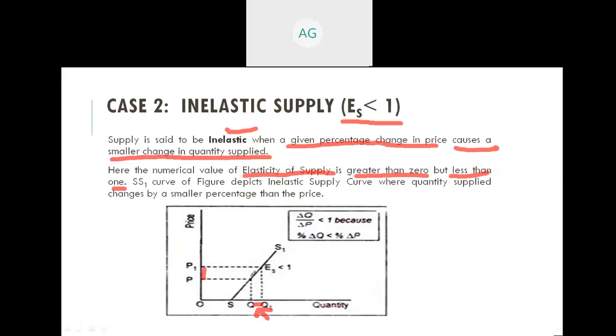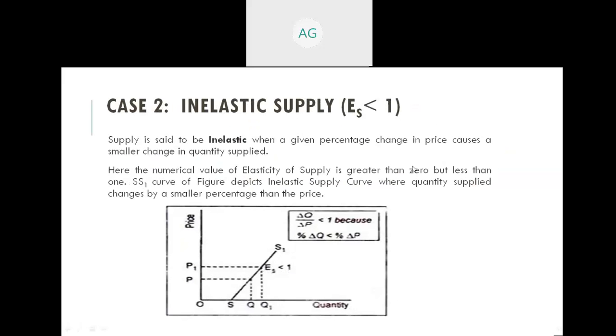For this SS1 curve, the elasticity of supply is less than 1, where the quantity supplied changes by a smaller percentage than the price. This can also be written as del Q divided by del P is less than 1, because the percentage change in quantity is less than the percentage change in price. So that's why its name is inelastic supply, and here ES is less than 1. So this is the second case.